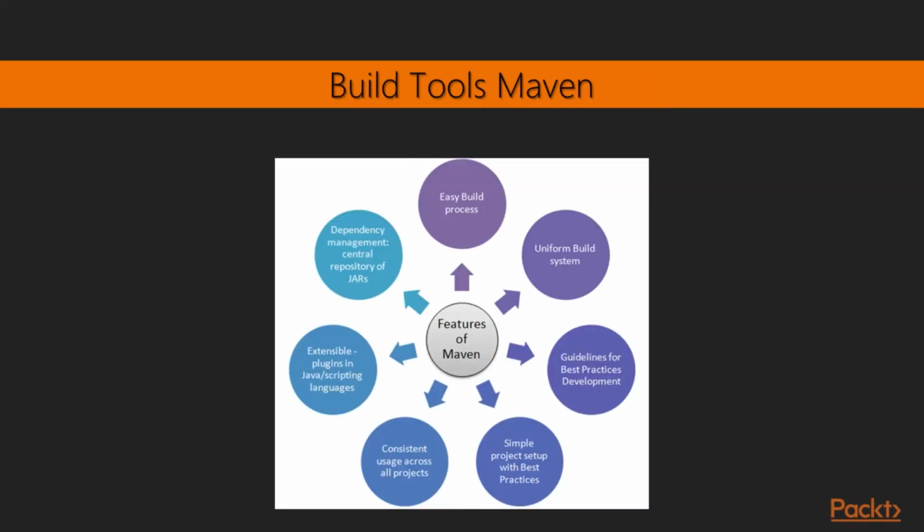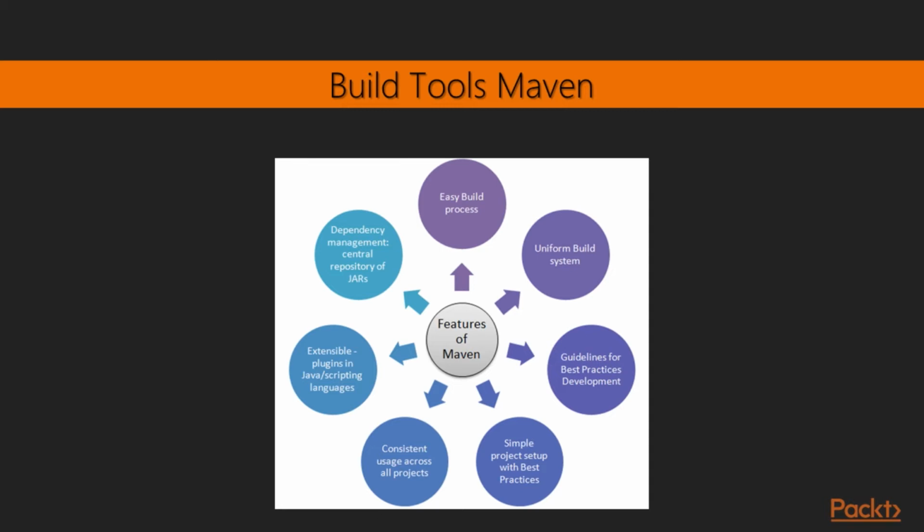Build tools. Maven. Apache Maven is a build tool with the Apache 2.0 license. It is used for Java projects and can be used in a cross-platform environment. It can also be used for Ruby, Scala, C# and other languages. These are the important features of Maven.